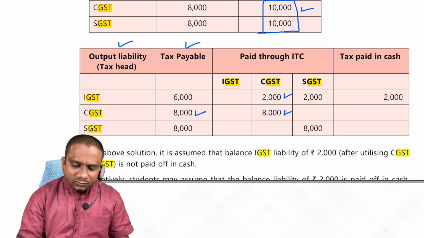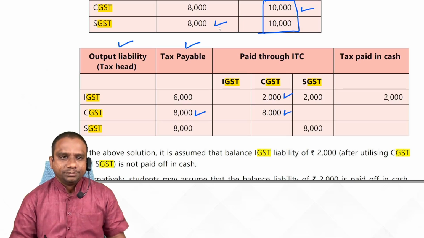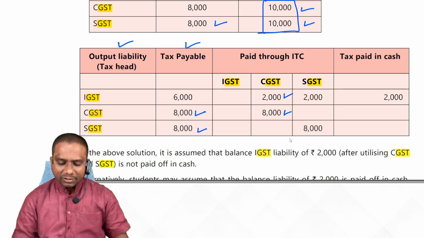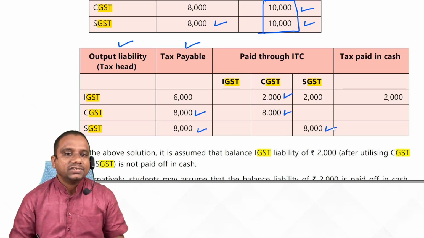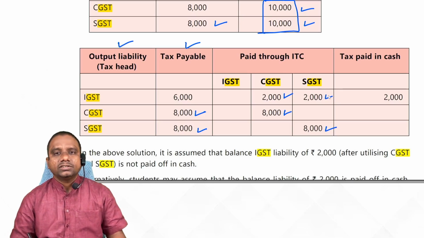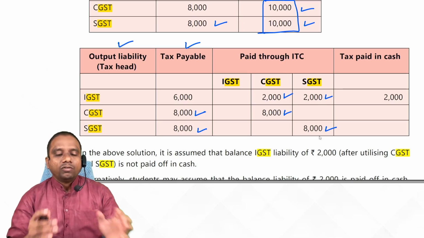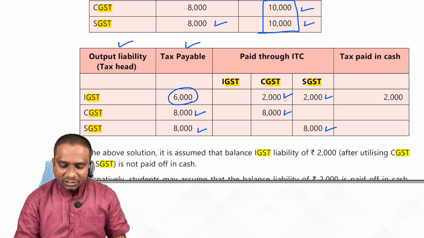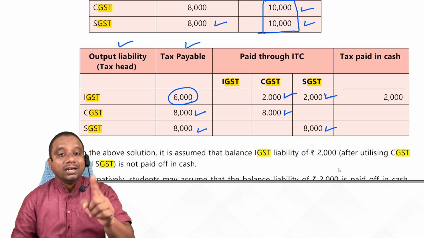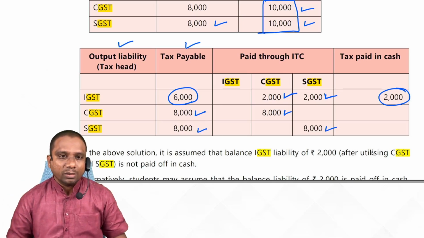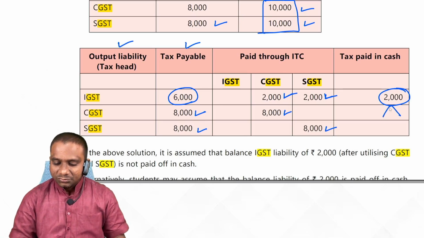Next, I have to pay SGST 8,000 rupees. But how much input do I have? 10,000 rupees. Out of 10,000, first I will adjust 8,000 against SGST. Remaining balance left is 2,000, and that 2,000 we adjust against IGST. Finally, total IGST payable is 6,000. Out of that, 4,000 is already adjusted against CGST and SGST, and the remaining balance payable is 2,000 rupees. Finally, this much amount we have to pay to the government. Here you can assume two things: either the 2,000 rupees is paid, or the 2,000 rupees is not paid.